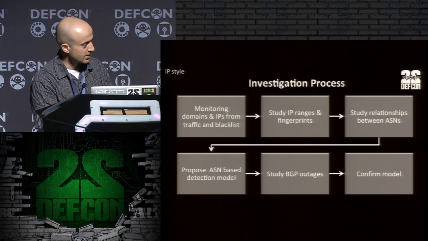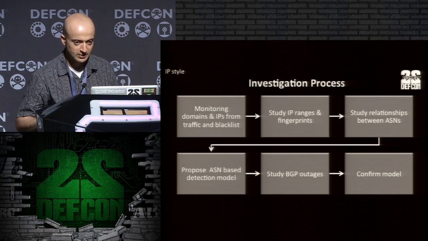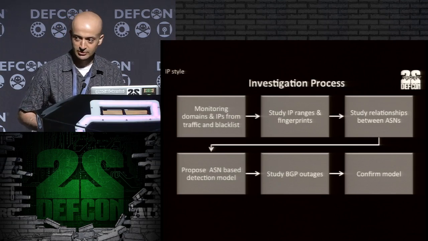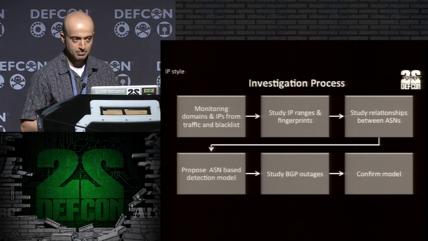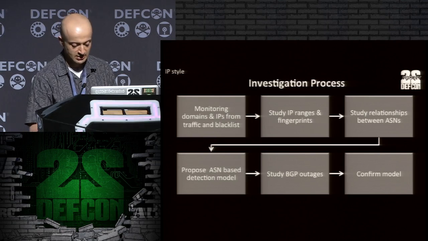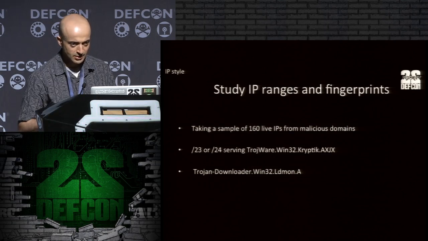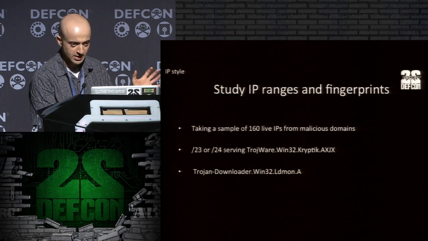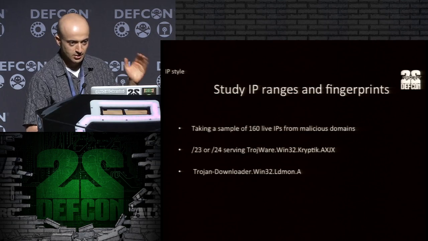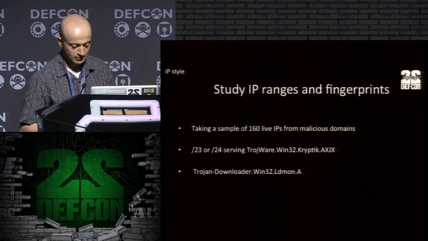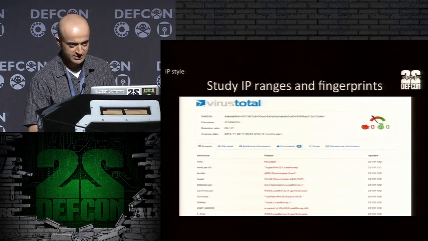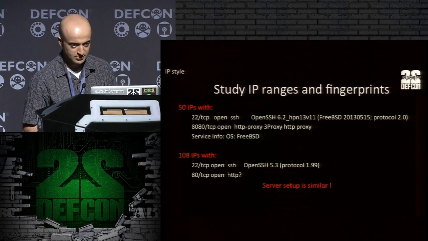And then thanks to that we can build a model. And finally we are proposing, we'll talk about it later, a novel approach to verify the relationships between ASNs by monitoring BGP outages. This is kind of a breakthrough in this case. You'll see. Now the malware we're looking at was some kind of Trojan, hosted on /23 and /24 ranges. And we took a sample of these IPs. This is how it's described on VT by some AV vendors.